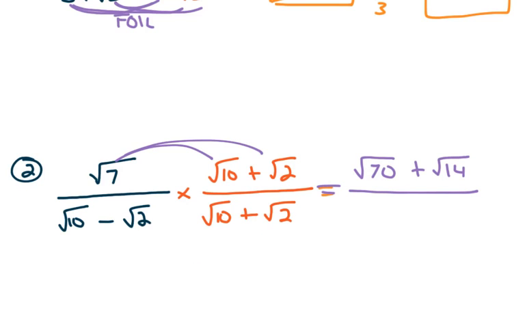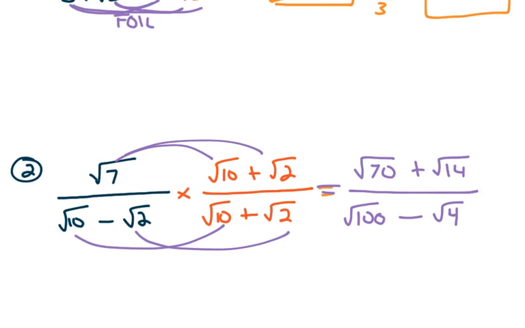Okay, so square root of 10 times the square root of 10 gives me the square root of 100. Square root of 2 times square root of 2 is the square root of 4. And this was positive times positive, so that's going to be a positive. This is negative times positive, so that is going to be a negative.